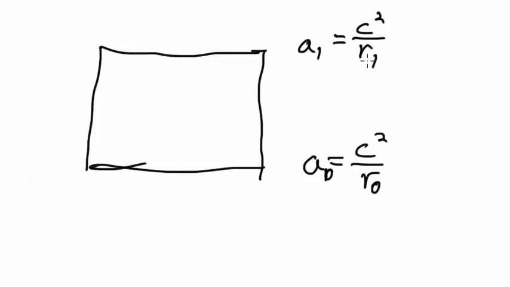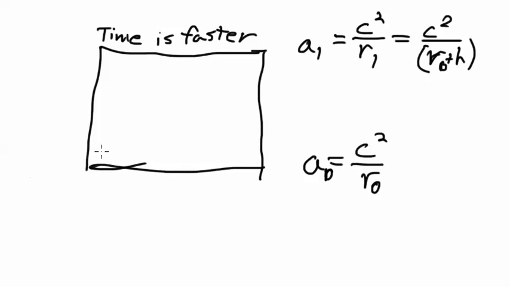And the difference between these two accelerations is just going to be the height of the elevator, c squared over r1 plus the height, r0 plus the height. So it's not going to be a lot of difference, but this is one of a few features that we'll explore. At the top of the elevator, time goes just a little bit faster than at the bottom of this elevator, where time is slower. And also the acceleration up here is a little bit slower, and the acceleration down here is a little bit faster.